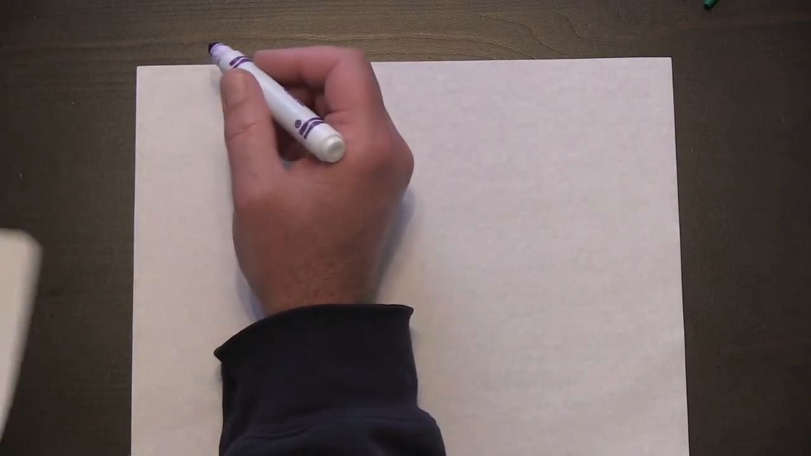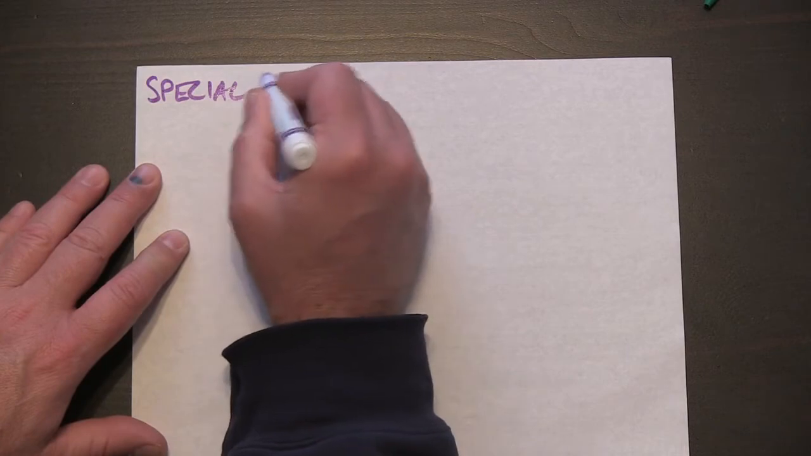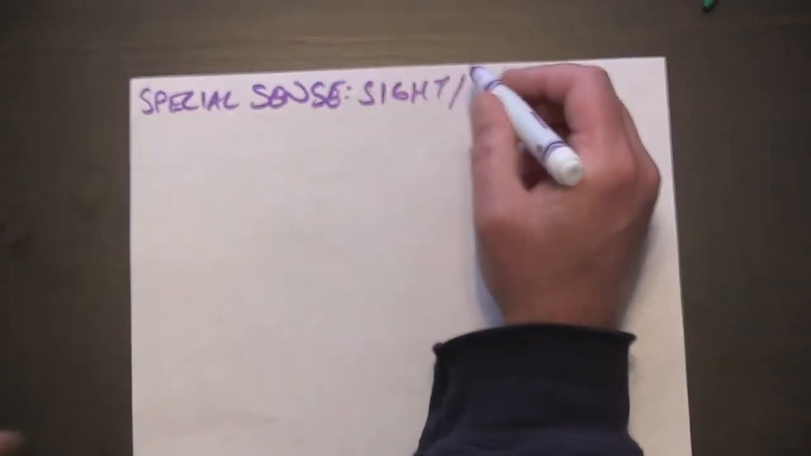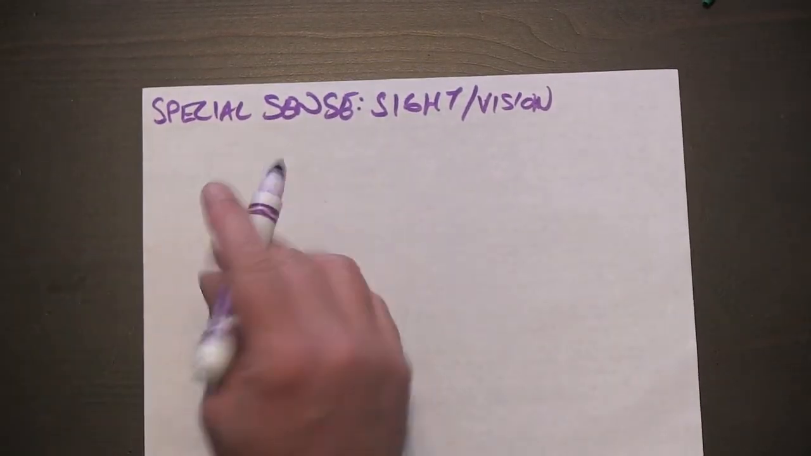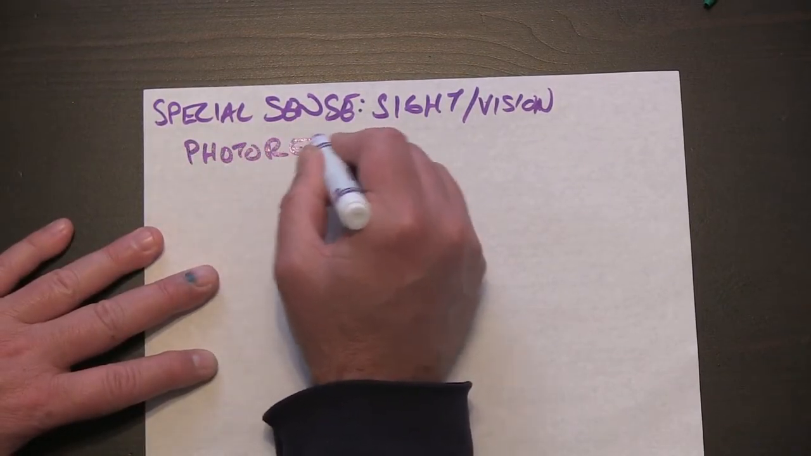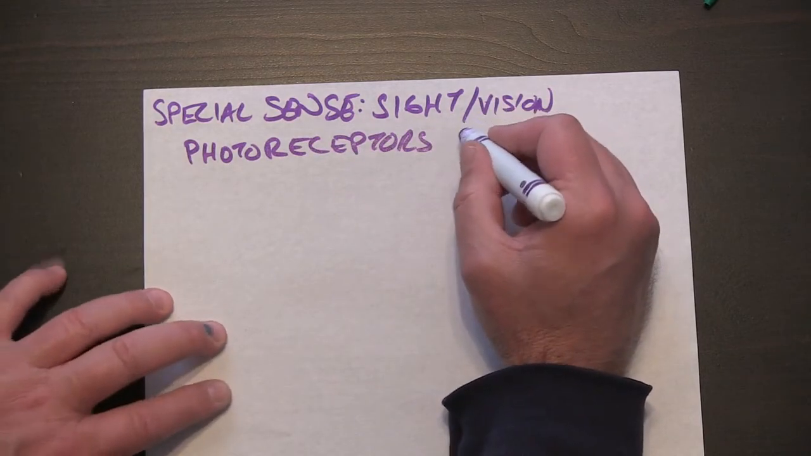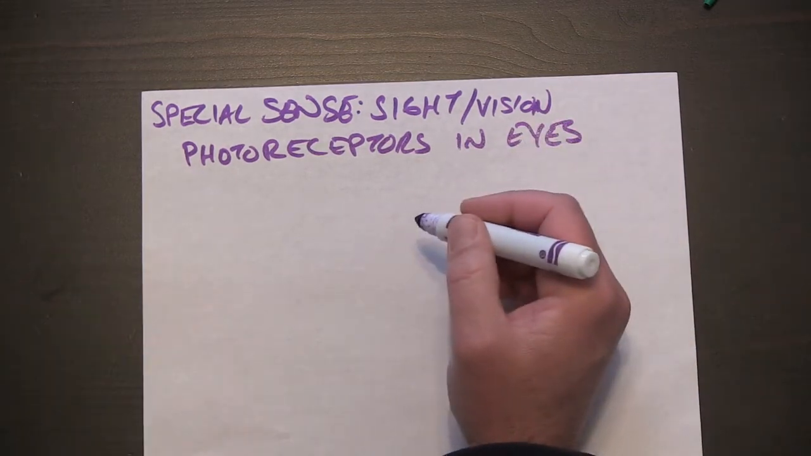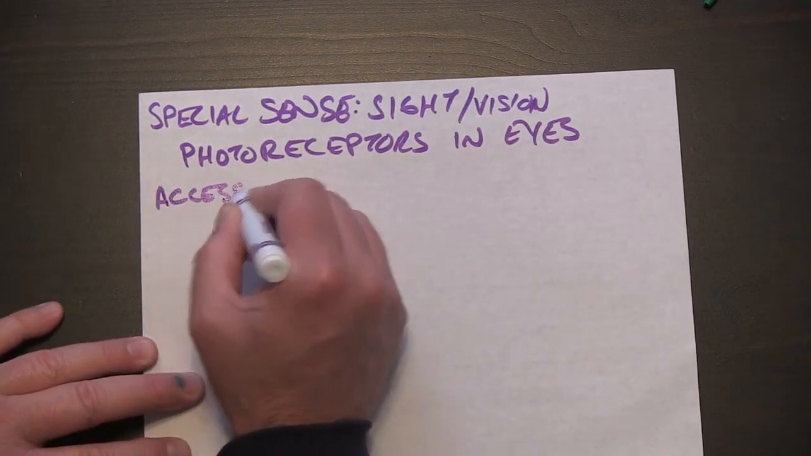So, last one. Special sense of sight or vision. Okay. The type of receptors, hopefully this is a no-brainer. They're photoreceptors and they're concentrated in the eyes. The accessory parts of the eyes.